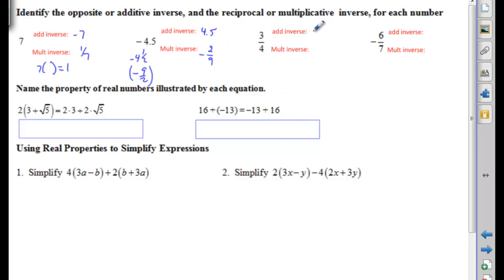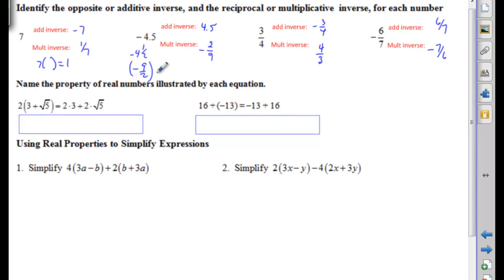Additive inverse, just negative 3/4. And what am I going to multiply? If we flip the fraction, we're going to get 4/3. Additive inverse, 6/7. If I flip it, remember, keep the same sign. We're going to go negative 6/7.